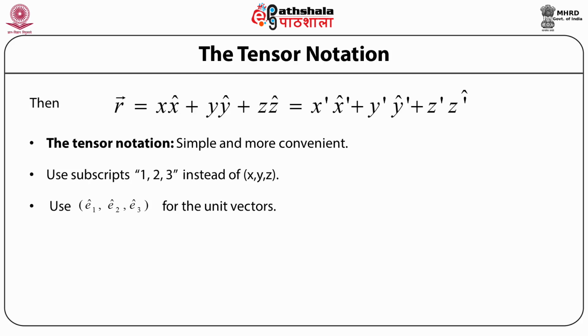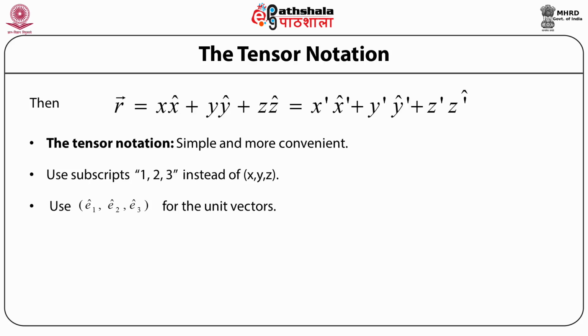where unit vector e subscript 1 corresponds to the unit vector x in the coordinate system xyz and corresponds to the unit vector x prime in the coordinate system x prime, y prime, z prime. Similarly, the unit vector e subscript 2 corresponds to the unit vector y in the coordinate system xyz and corresponds to unit vector y prime in the coordinate system x prime, y prime, z prime. And similarly, the unit vector e subscript 3 corresponds to unit vector z in the coordinate system xyz and corresponds to unit vector z prime in the coordinate system x prime, y prime, z prime.